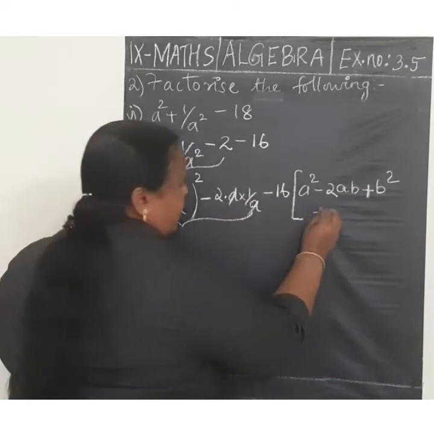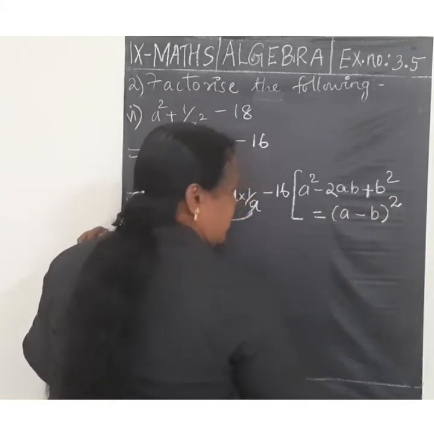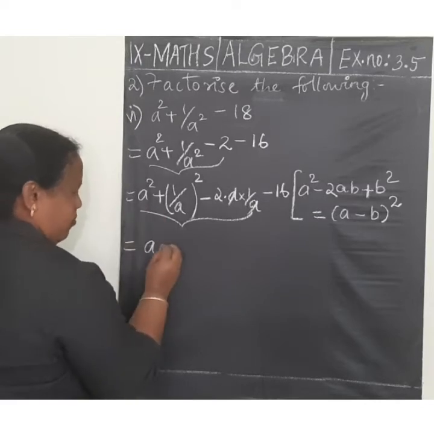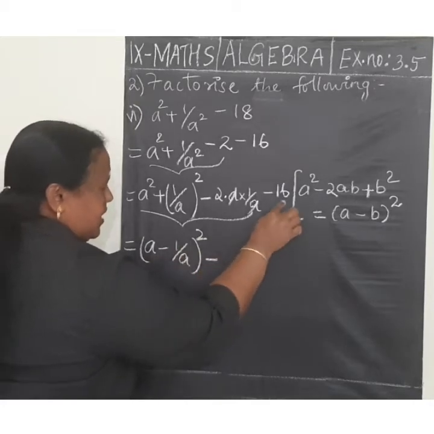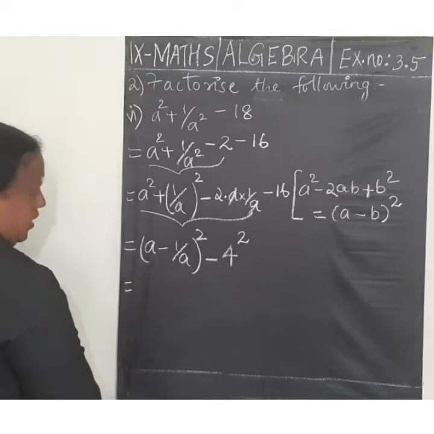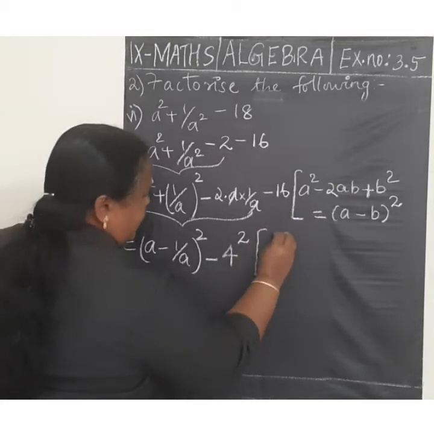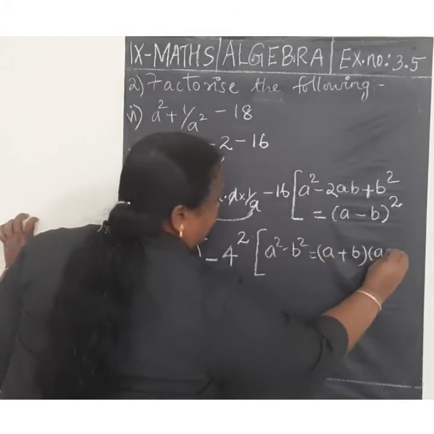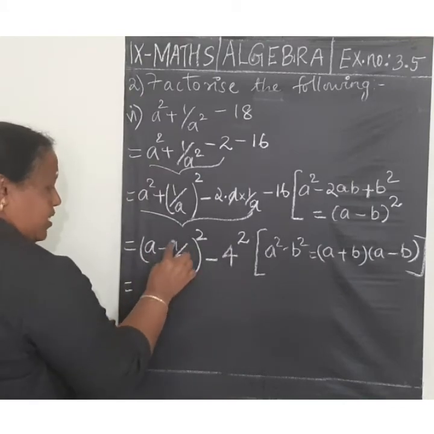By the identity we know that a square minus 2ab plus b square is equal to a minus b the whole square. So here we have to write equal to a is a, b is minus 1 by a the whole square minus the 16 will be writing as 4 square. Now it is in the form of a square minus b square. So a square minus b square is equal to a plus b into a minus b. So now here our a is a minus 1 by a.